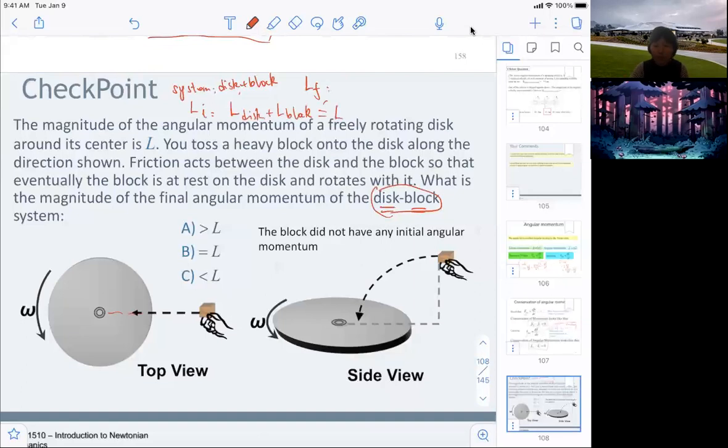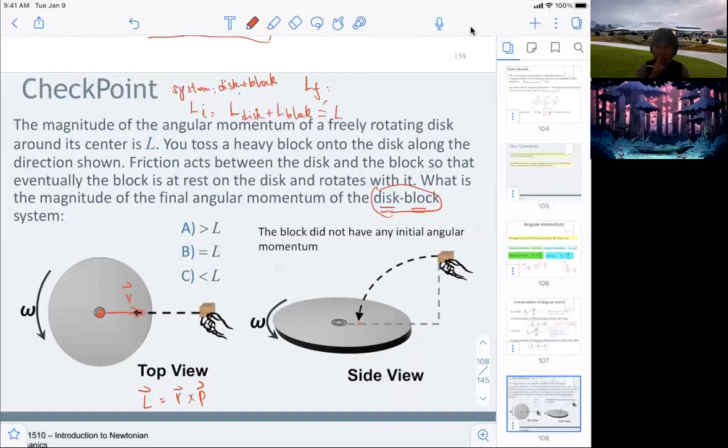As for the angular momentum of the block, remember, the block is a point particle, not a rigid body. So when we calculate the angular momentum of a point particle, we do R cross P. We can use this to figure out why it has no initial angular momentum. What is R? R is pointing from the center to where the block is. Eventually the block lands here, so R is this direction.